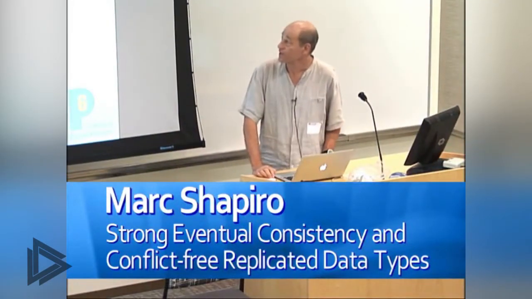So I'm going to tell you about eventual consistency and a subset of eventual consistency, which is strong eventual consistency, which I'll explain in a minute, and CRDTs, which is a particular approach. The whole idea is to have very scalable and very fast replicated objects.